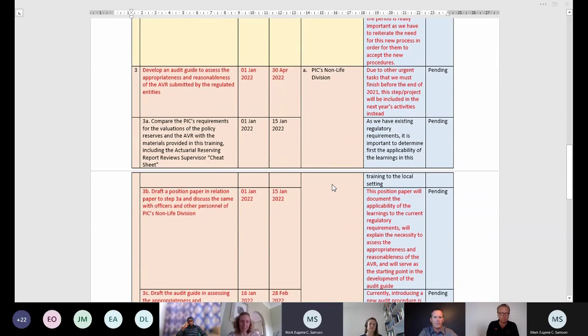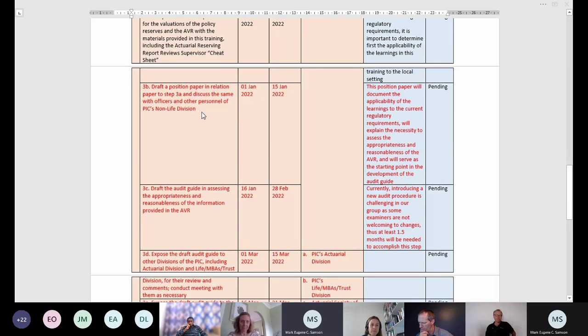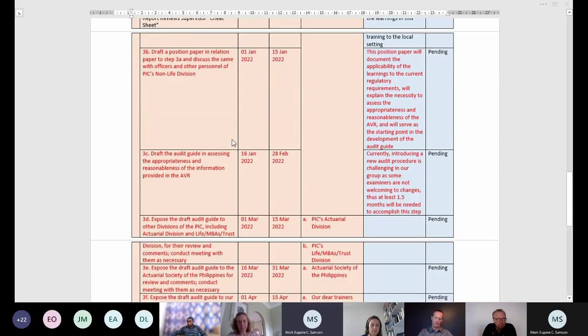And for action step number 3, it's about the development of the audit guide. So this is the main thing here. It would start on January 1, 2022, because starting today until the end of the year, we have already our deliverables and we are committed to accomplish the analysis of the 2020 annual reports before the year ends. That's why we can only focus on this plan starting next year. So for 3B, this is an important step, drafting a position paper, because this position paper will document the applicability of the things we learn in this training and will explain the necessity to assess the appropriateness and the reasonableness of the AVR, and this will also serve as the starting point to develop the audit guide.